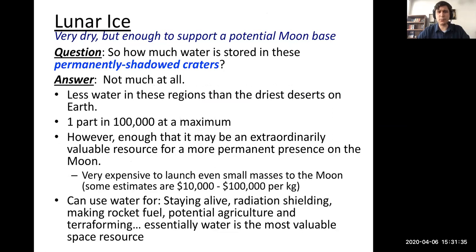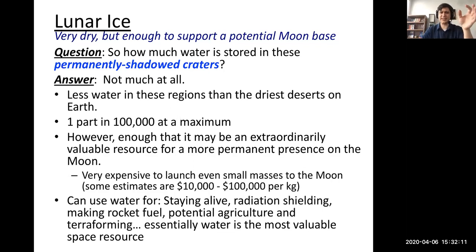It's about 1 part in 100,000 at maximum of how much water is there, which sounds like that's not very much, except we're really, really good at potentially harvesting this, and then we can get the water out of there, which is the most valuable space resource that we can have. It serves to keep humans alive. It can be used as radiation shielding. It's very good radiation shielding. It can be used to make rocket fuel. If you want to set up any agriculture, you're going to need water. Water is the space resource of space resources. It makes every other resource look not important.